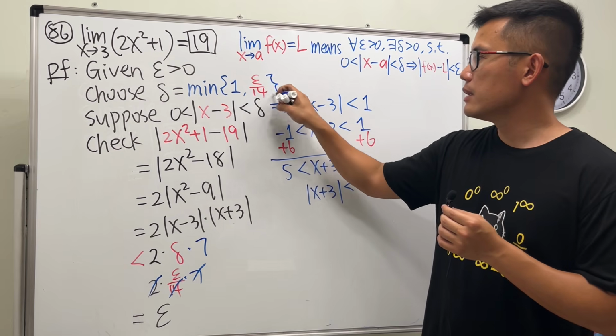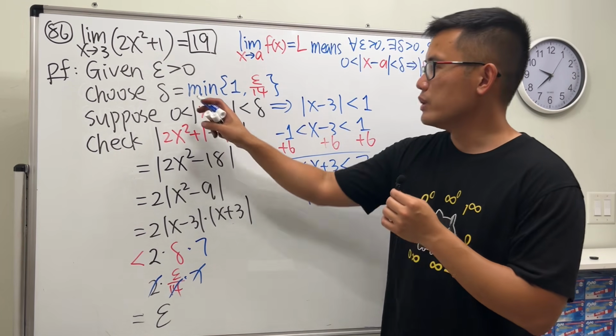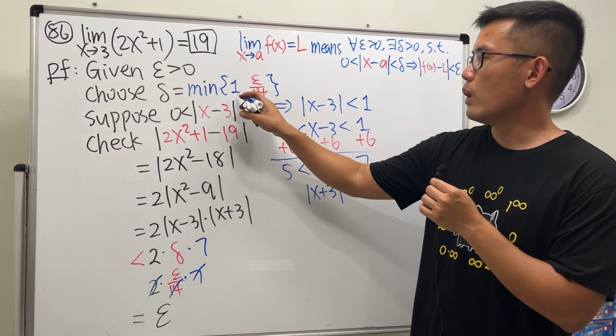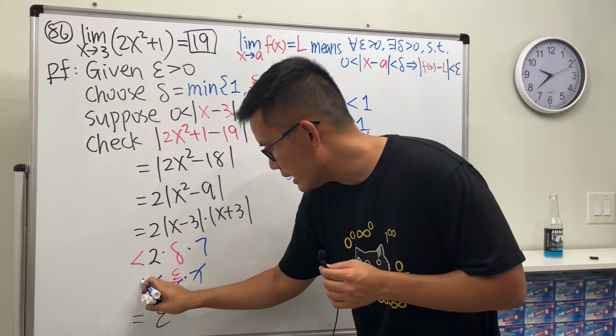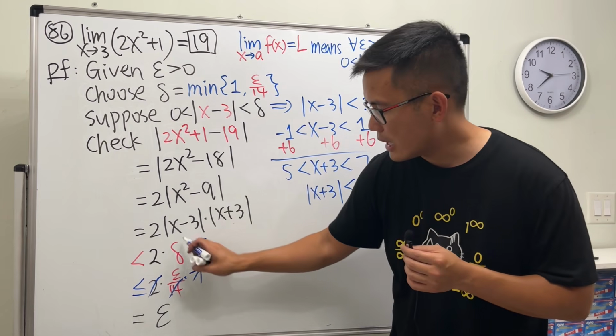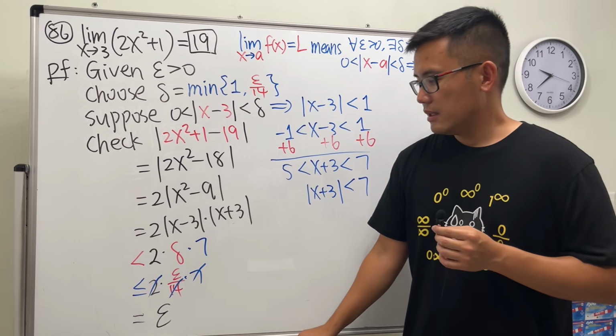Close this. Right here though, we do not put down an equal sign because we say delta is the minimum of 1 or epsilon over 3. So it's a minimum. We want this right here to be less than or equal to, because delta is less than this or that. Okay, we're done.